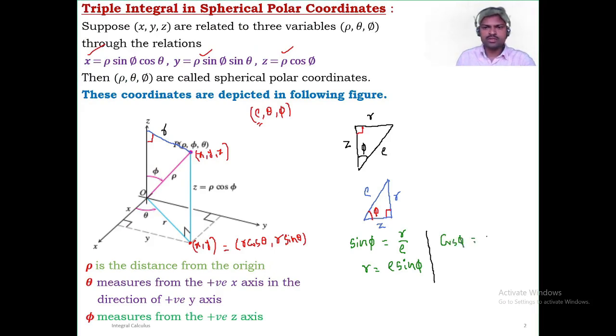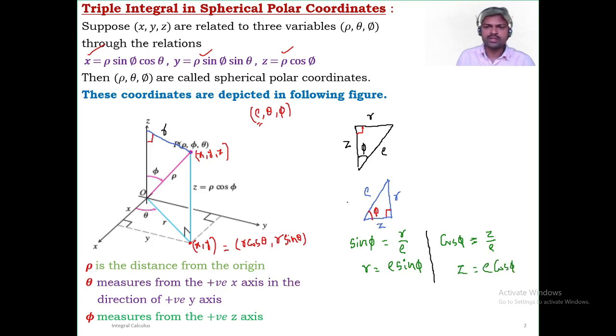So base by hypotenuse, right? So z by rho. So why am I writing only cos? Because I need to involve the coordinate z. Earlier I had not involved z, I had involved r. Why? Because here I want r. So these two things I have taken intentionally. So first x and y, after that the z coordinate. Therefore z is equal to rho cos phi.